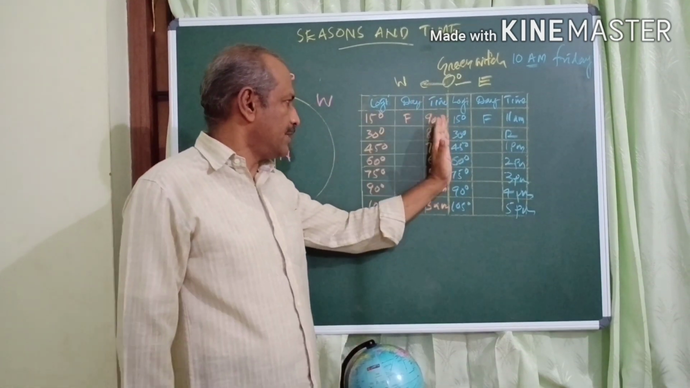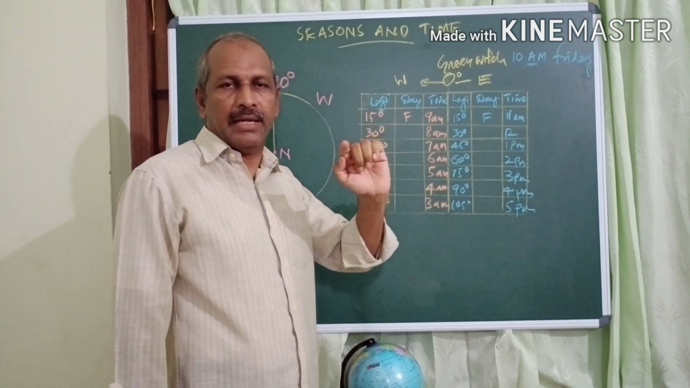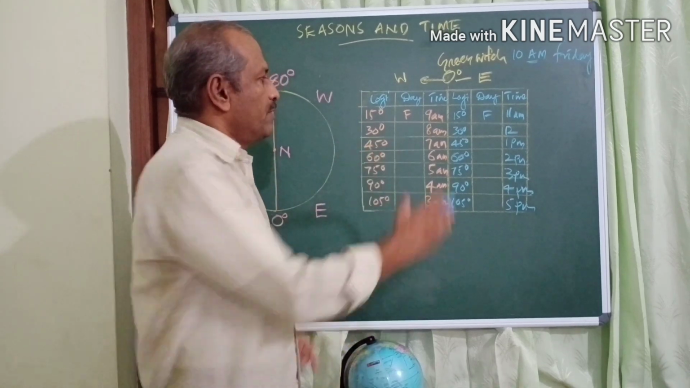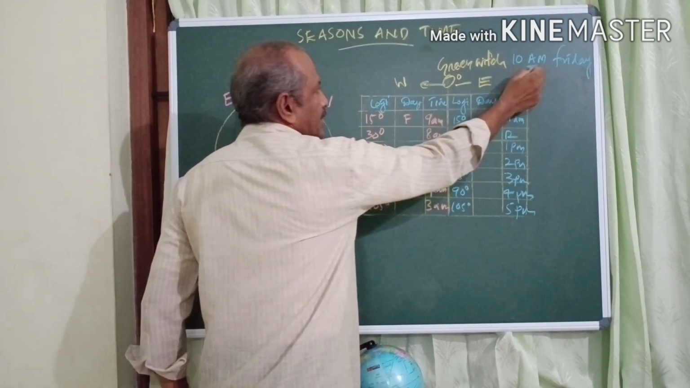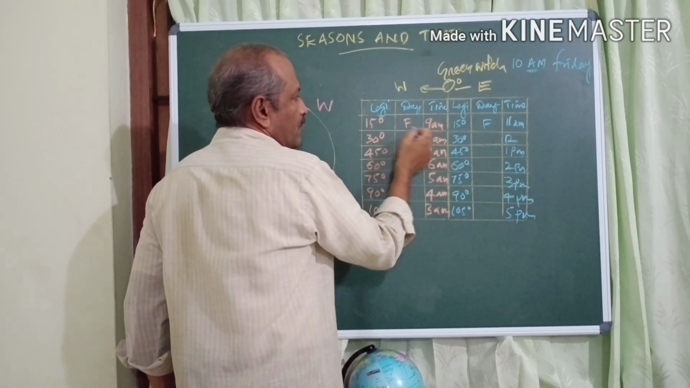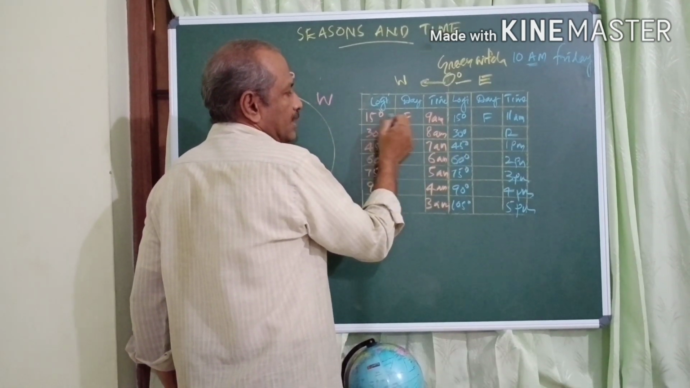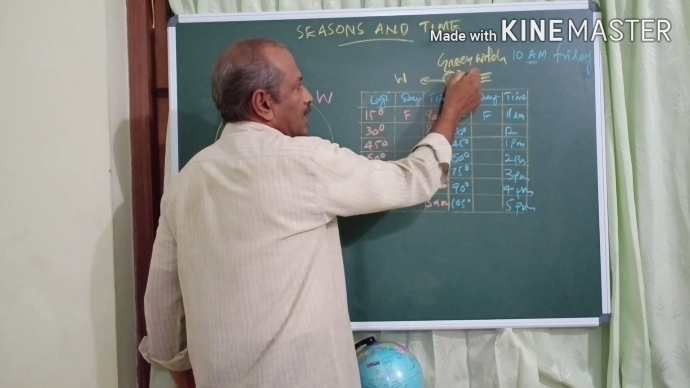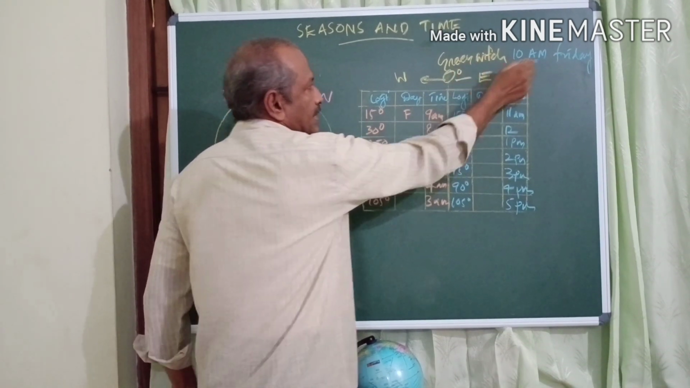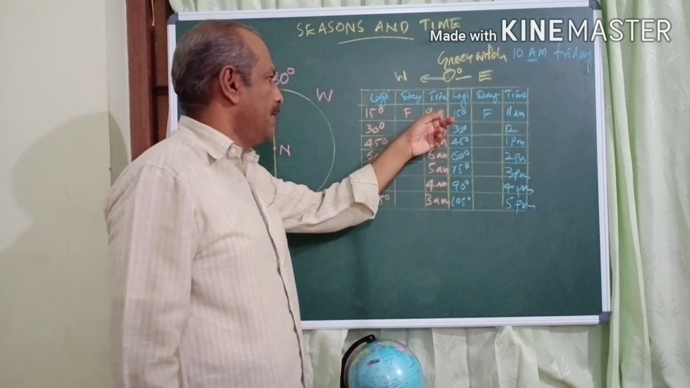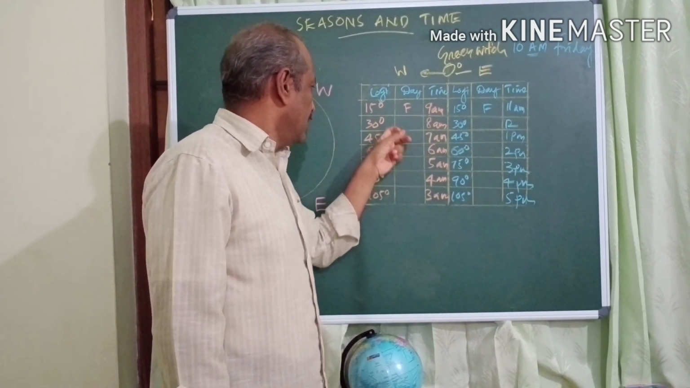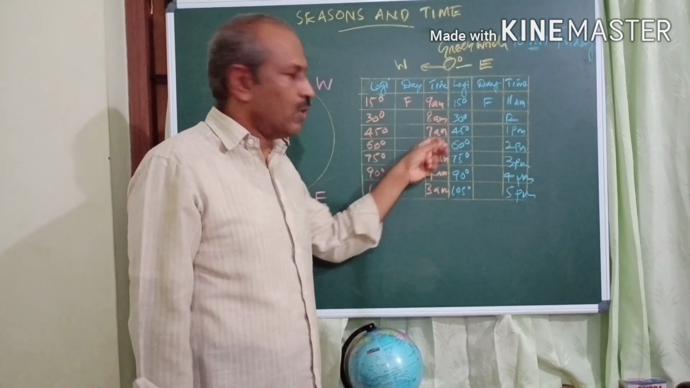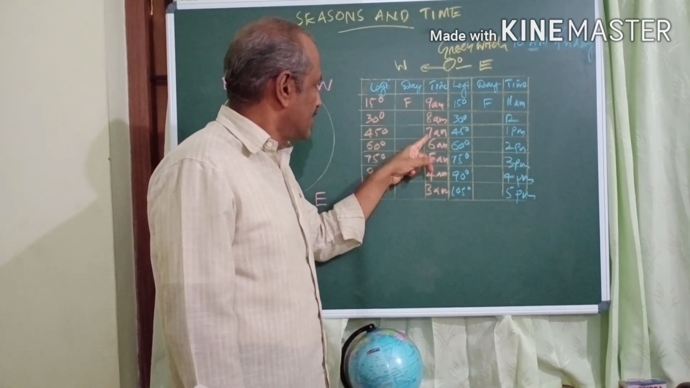And time is estimated to decrease by 1 hour for every 15 degrees of longitude towards the west. Here at 0 degree, the time is 10 a.m. Then at 15 degrees west, 1 hour decreases, so it is 9 a.m. At 30 degrees, again 1 hour goes, 8 a.m. At 45 degrees, 7 a.m.